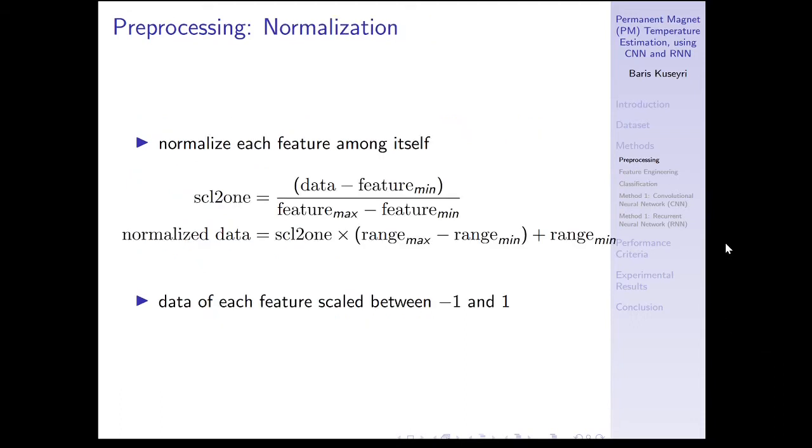Last thing I did as a part of pre-processing is the normalization. I normalized each feature among itself, and the normalization equation is given here. Basically, this equation scales the data in the feature between -1 and 1. This is done because when we normalize the data, it actually speeds up the training duration.